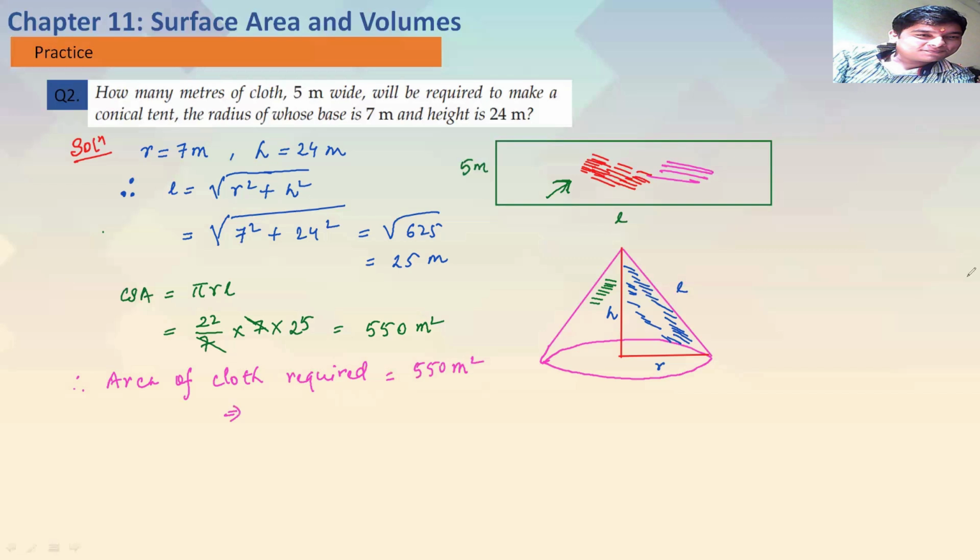Sir, area of a rectangle is L into B. Absolutely. That's what we are going to do here. L into B is equal to 550. So L into 5 equals 550. So L equals 550 by 5, that's 110.